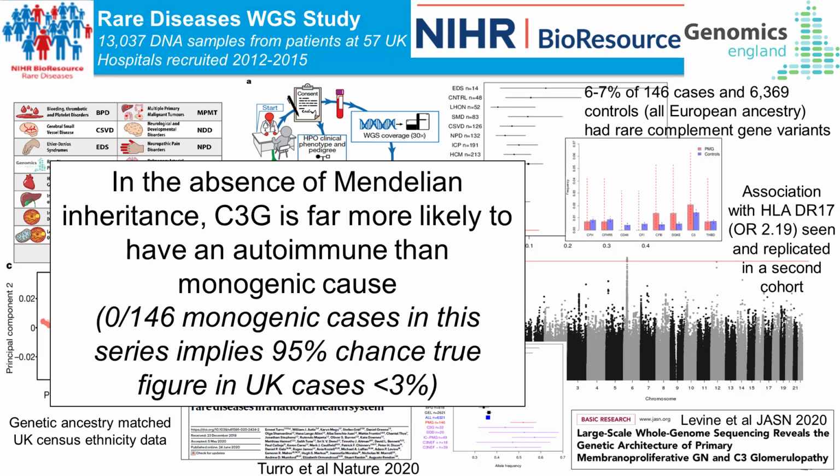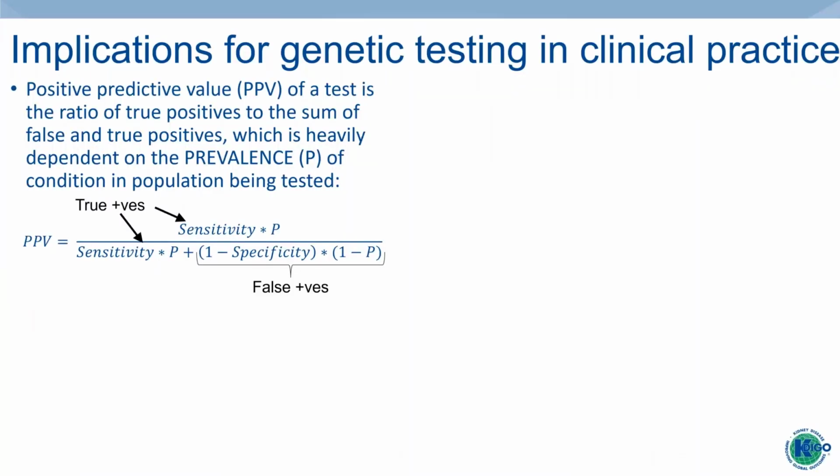So we concluded from this study of 146 cases that in the absence of Mendelian inheritance, these cases were all sporadic cases, 1 or 2 of them had a family history, but none showed Mendelian inheritance, and that C3G is far more likely to have an autoimmune than a monogenic cause. With 0 out of 146 monogenic cases in this series implies a 95% chance that the true figure of monogenic C3 glomerulopathy represents less than 3% of UK cases.